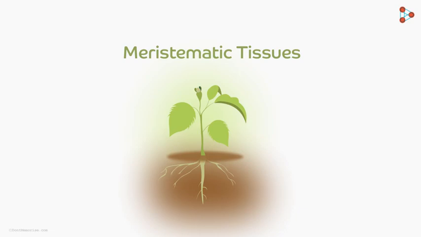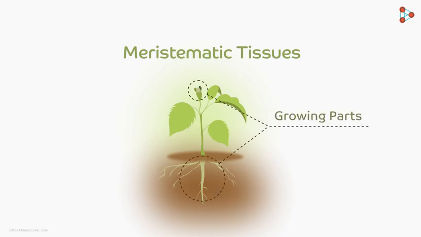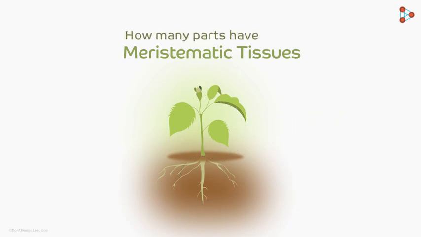Exactly. They are at all the places where the plant's parts show growth. And as we just studied, all the parts of the plant do not show growth. Growth is restricted to only certain parts of the plants. What's interesting is that meristematic tissue is named differently based on the part where it is found. And do you know how many such parts of plants have meristematic tissues?